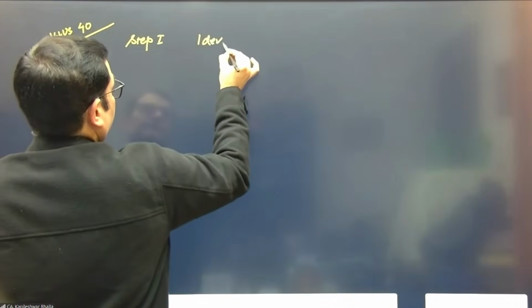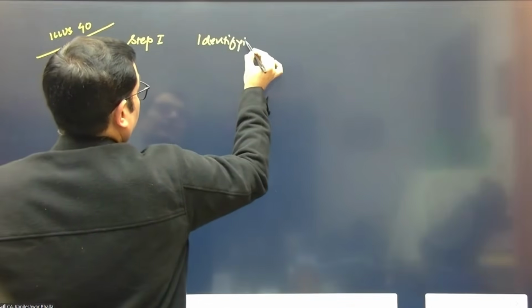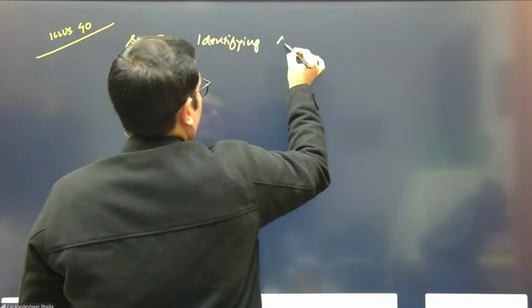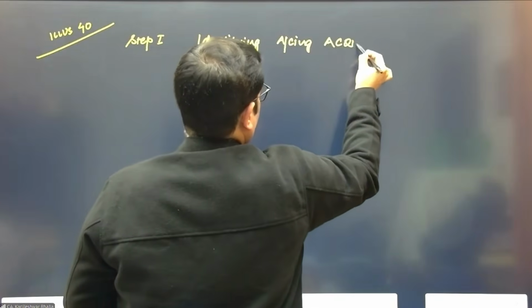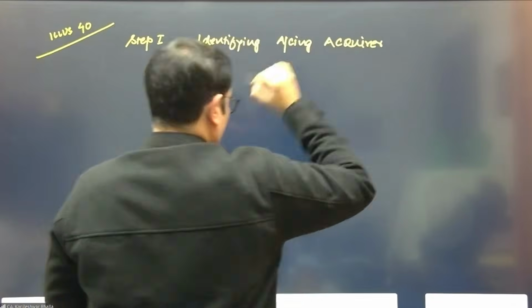Now, we're going to go step by step, and if there is any trouble in between, do stop me. But if you revise your concepts well, you're going to enjoy the movement of this particular illustration. So the first thing we're going to do is step number 1, and that is identifying the accounting acquirer.